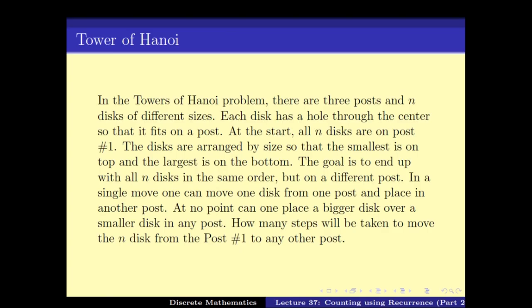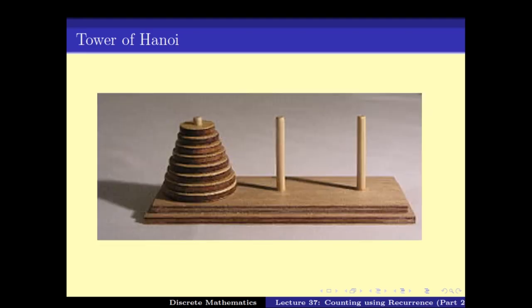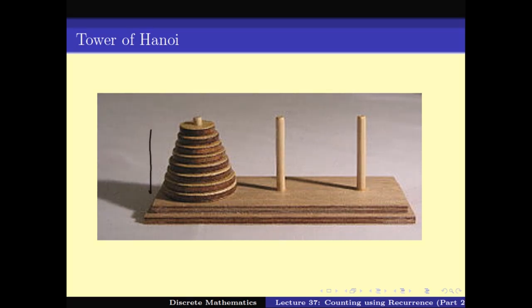The problem is called the Tower of Hanoi problem, and the main idea is that you have three poles and n disks of different sizes. So let me show you the picture. Something like this, you have three poles and you have these n disks here. These are the n disks, 1, 2, 3, 4. And they are arranged in such a way that the smallest one is on top, the largest one is on the bottom, and the next one is bigger than this one. So it is basically arranged in decreasing order.